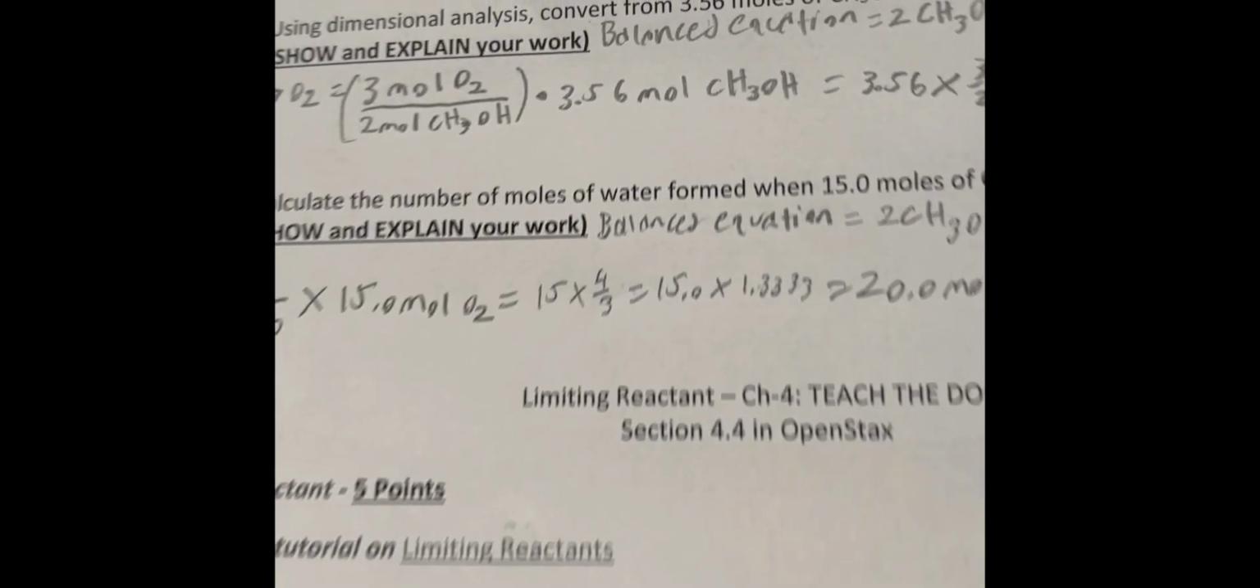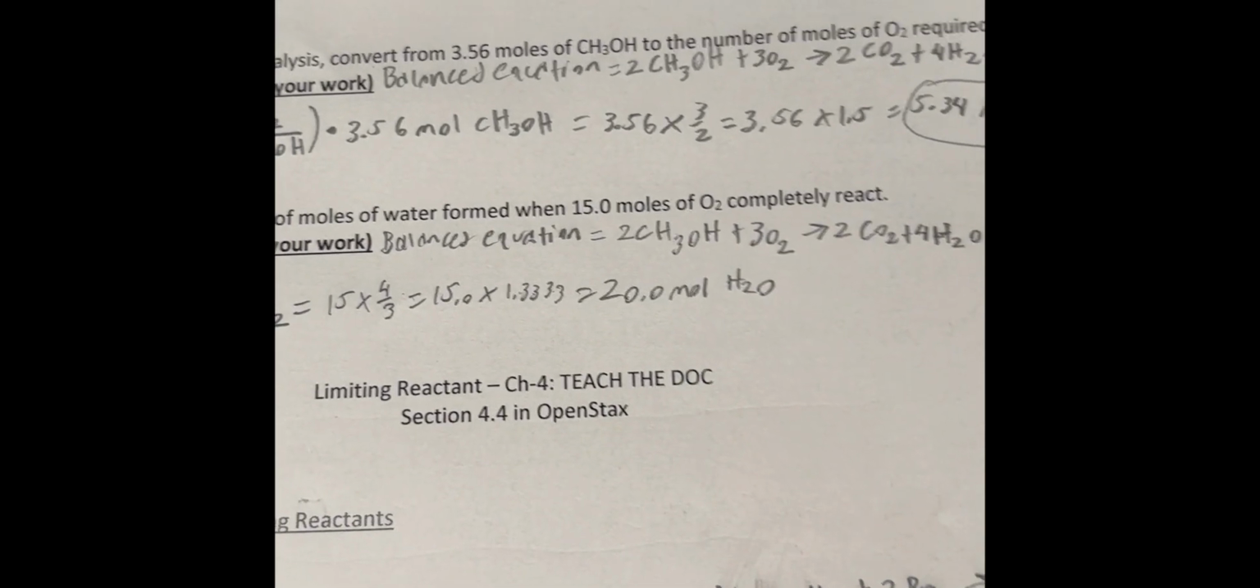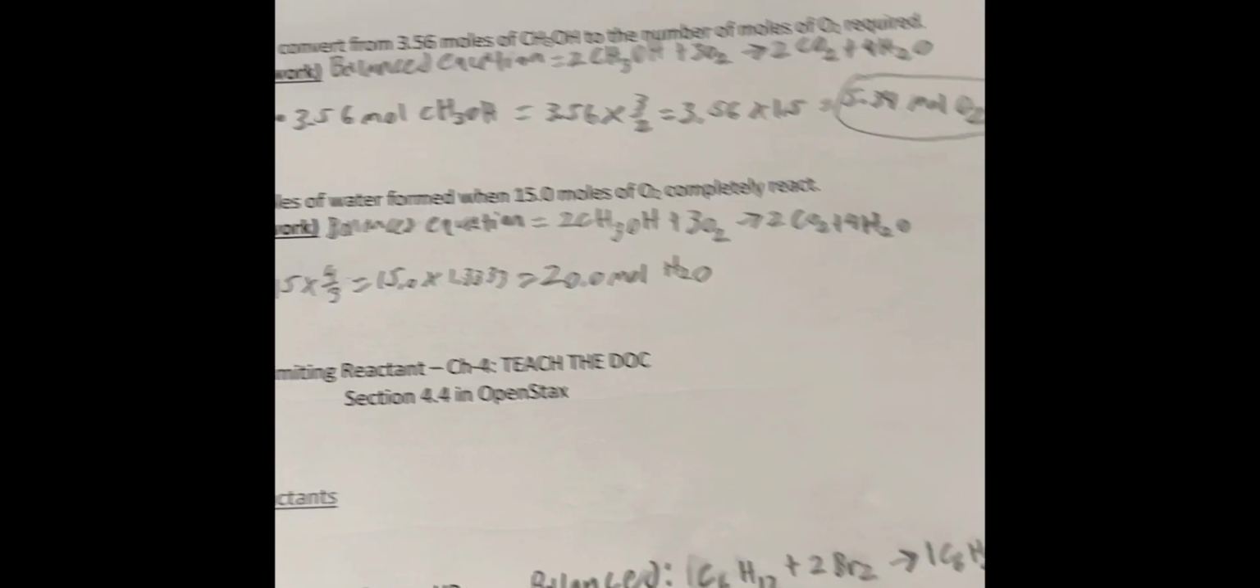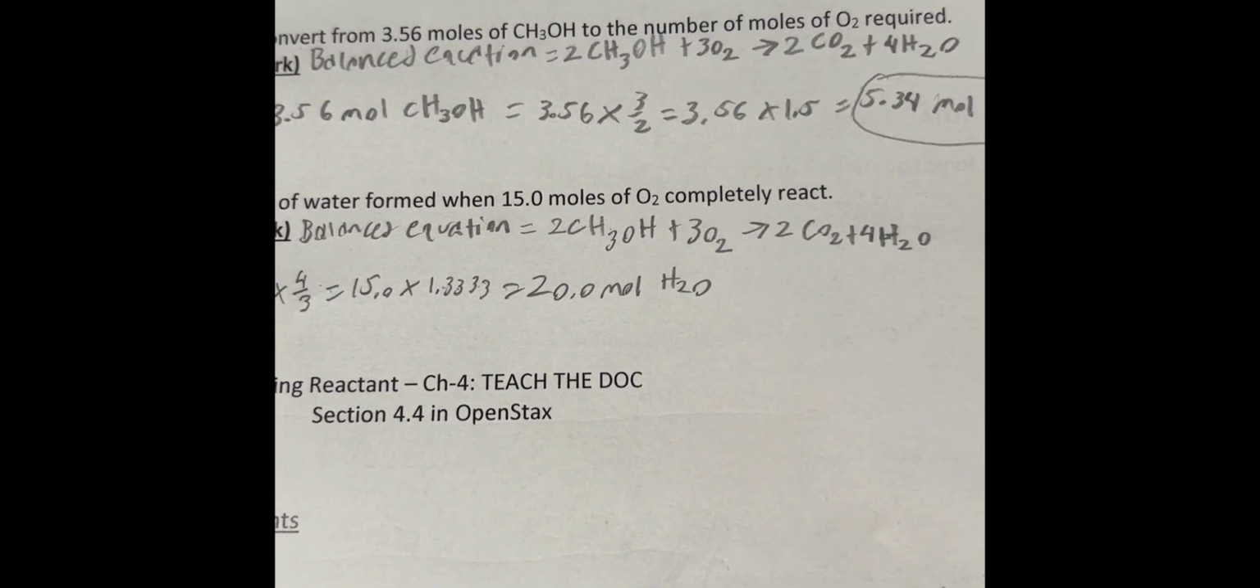So we multiply 15 moles of oxygen by 4 moles of water over 3 moles of oxygen. And this comes out to be 20 moles of water. This means that when 15 moles of oxygen fully react with methanol, 20 moles of water are produced as a result. So now moving on to limiting reactants.